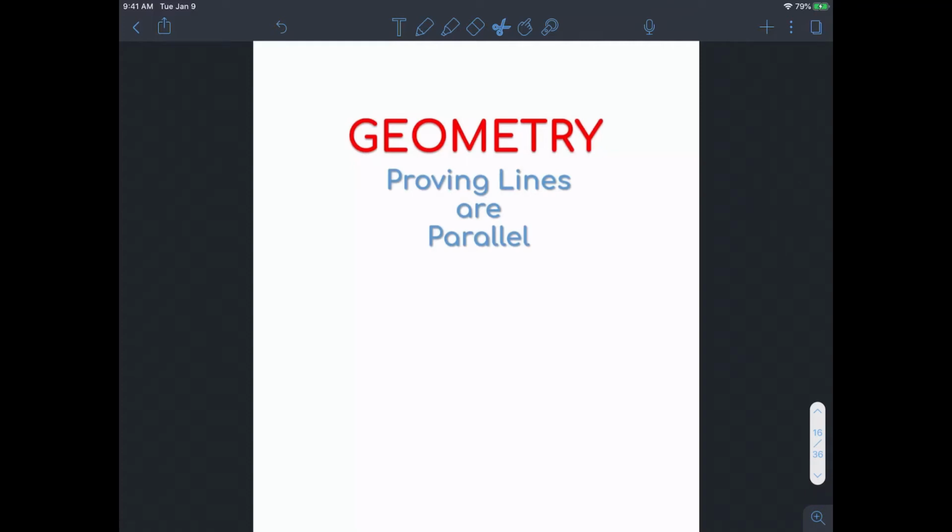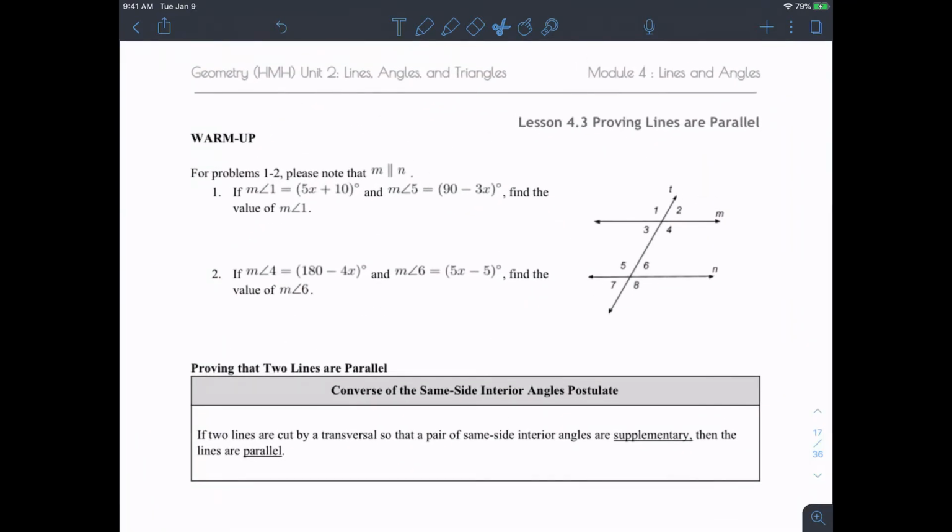Geometry lesson, proving lines are parallel. Okay guys, take a second or two to try these warm-ups. Pause the video please.